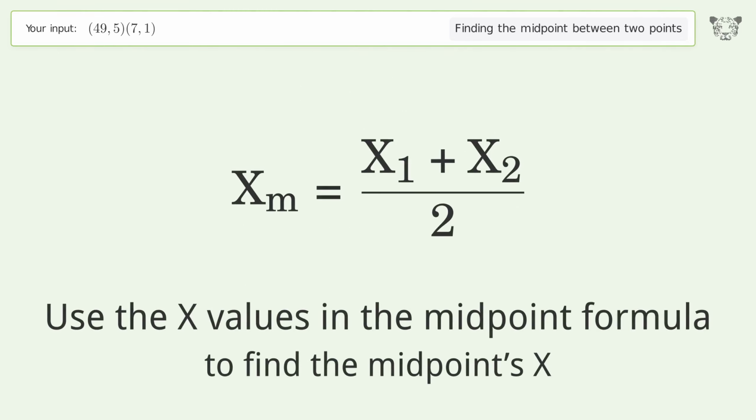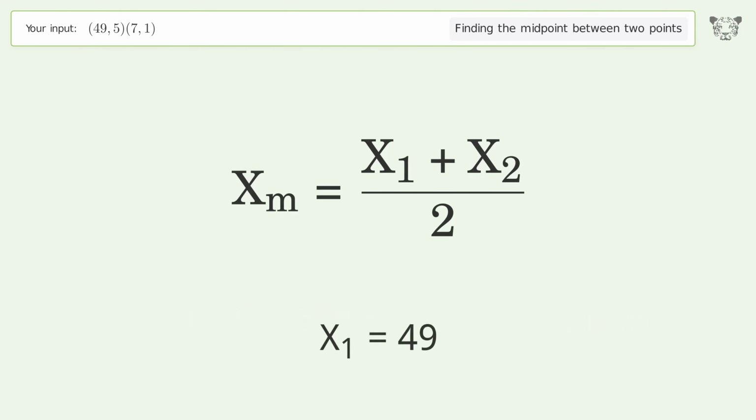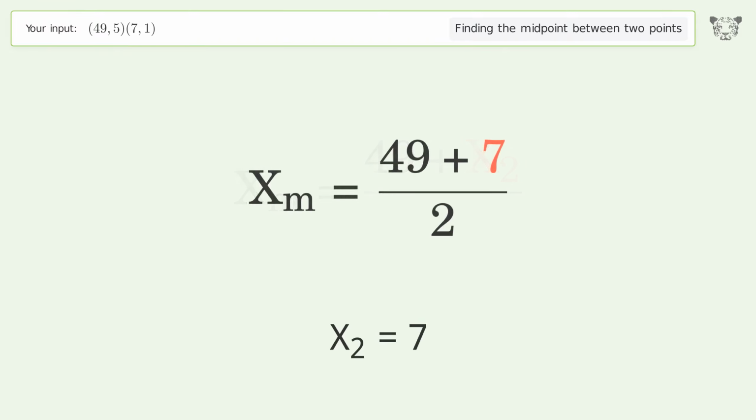Use the x values in the midpoint formula to find the midpoint's x. x1 equals 49. x2 equals 7. Simplify the arithmetic.